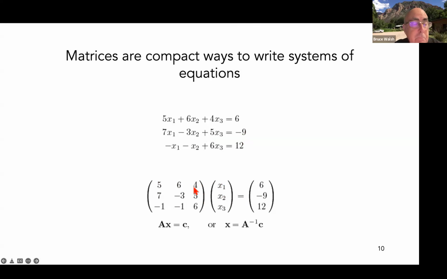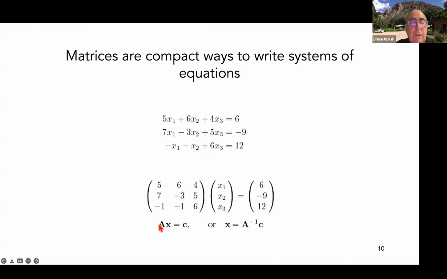Does that make sense? Let's look at the dot product of this row vector on that column vector. What is it? It's 5x1, 6x2, 4x3 equals 6. Oh, hey, that's this first equation. What about this second equation? 7x1 minus 3x2 plus 5x3 equals 9. Hey, so now I've taken this three equations, three unknowns, and written it as this matrix expression.